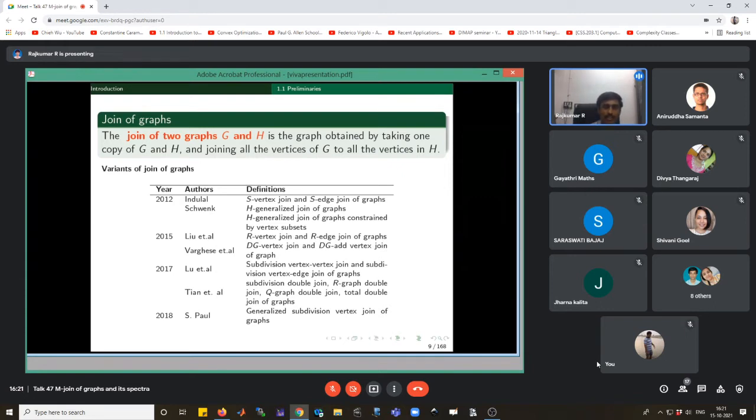Now in recent years several variants of join of graphs have been defined by several authors, and moreover they have obtained various spectra like adjacency, Laplacian, signless Laplacian, normalized Laplacian spectra of these types of graphs on some class of graphs G and H. In some cases they have obtained the spectra for general graphs also. So the list is given here from 2012 to 2018 onwards.